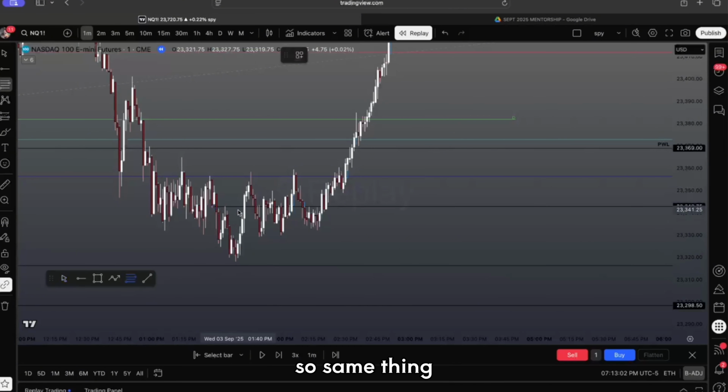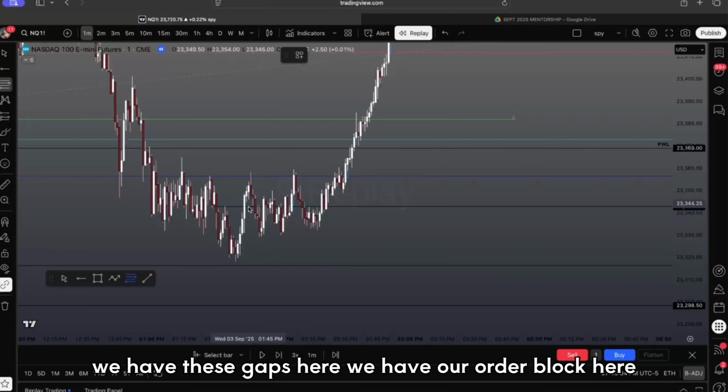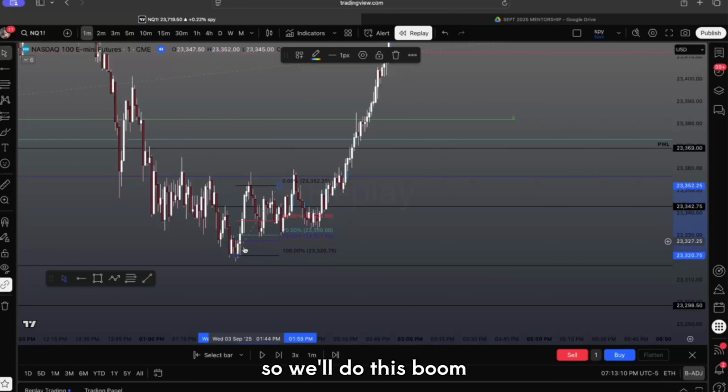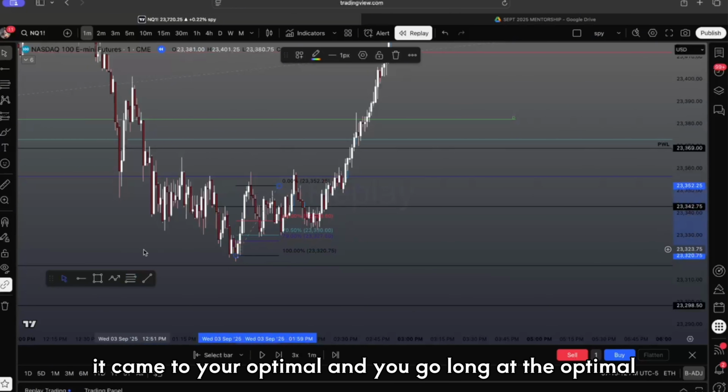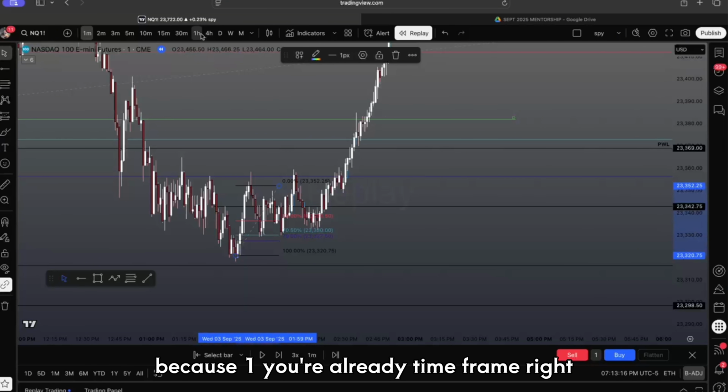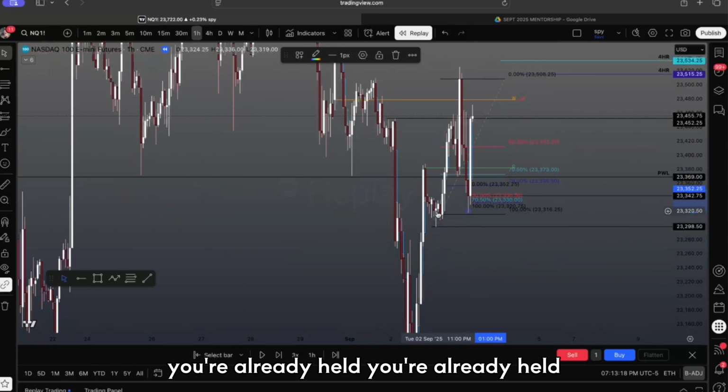Okay, so same thing. We have a break, we have an imbalance, right? We have these gaps here, we have our order block here. So grab our fibs from the low to the highest point here. So we'll do this. Boom, it came to your optimal, and you go long at the optimal. Why do you go long now? Because one, your hourly time frame, right? Your hourly held. Your hourly held.